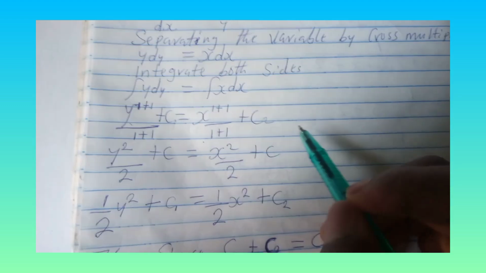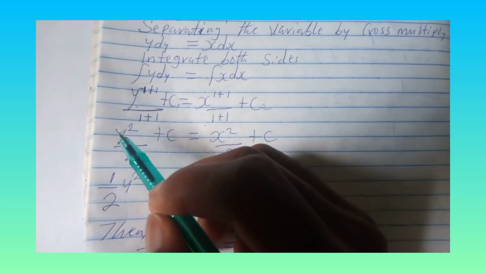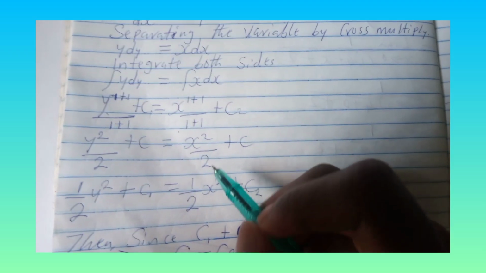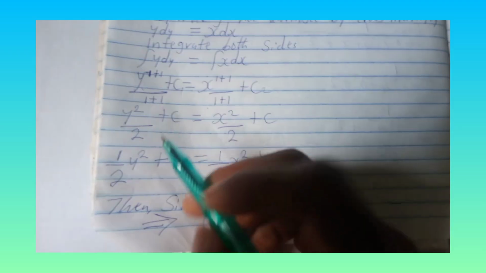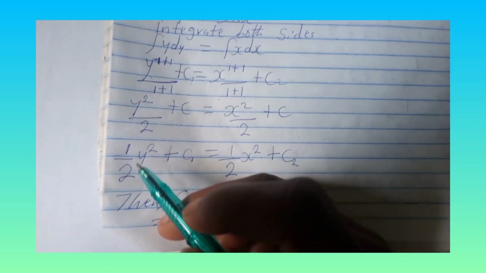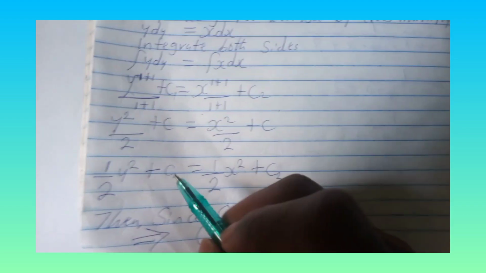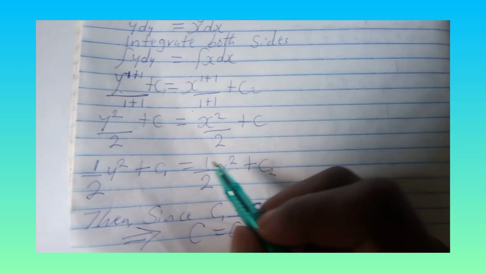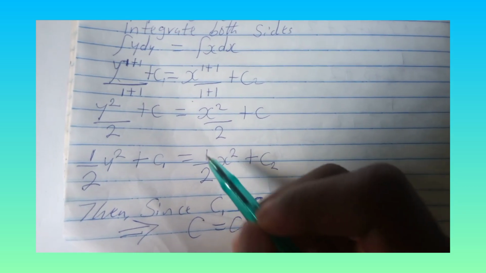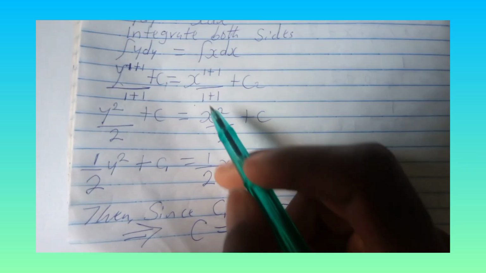After this, 1 plus 1 is 2, so we have y squared over 2 plus c. On the right-hand side we have x squared over 2 plus c. So 1 over 2, you just factor out: 1/2 y squared is the same thing as y squared over 2, so don't be confused about it. Plus c1 equals 1/2 x squared plus c2. Here we also factor it out, because 1 times x squared gives the same thing, x squared over 2. So it's the same thing.